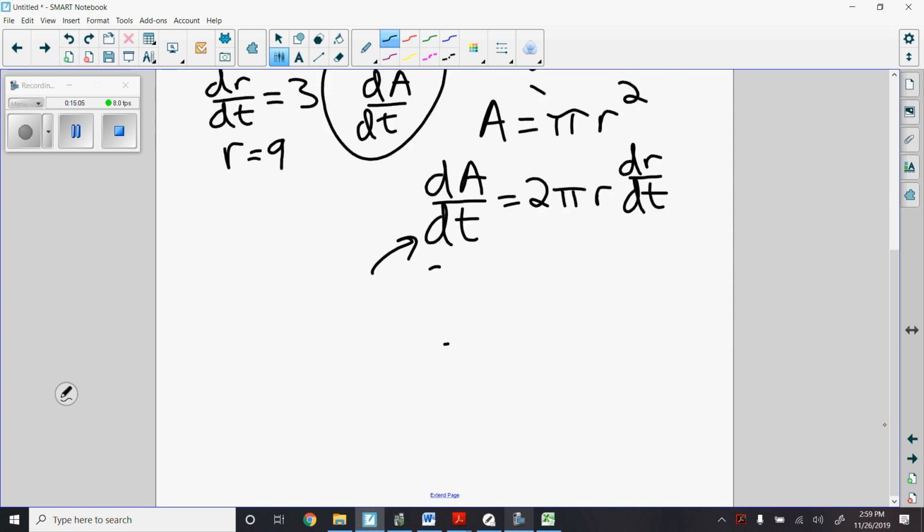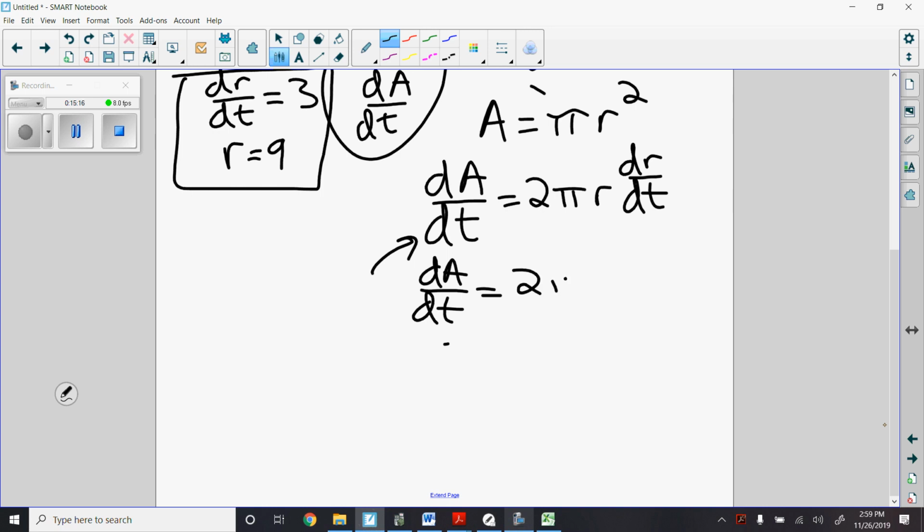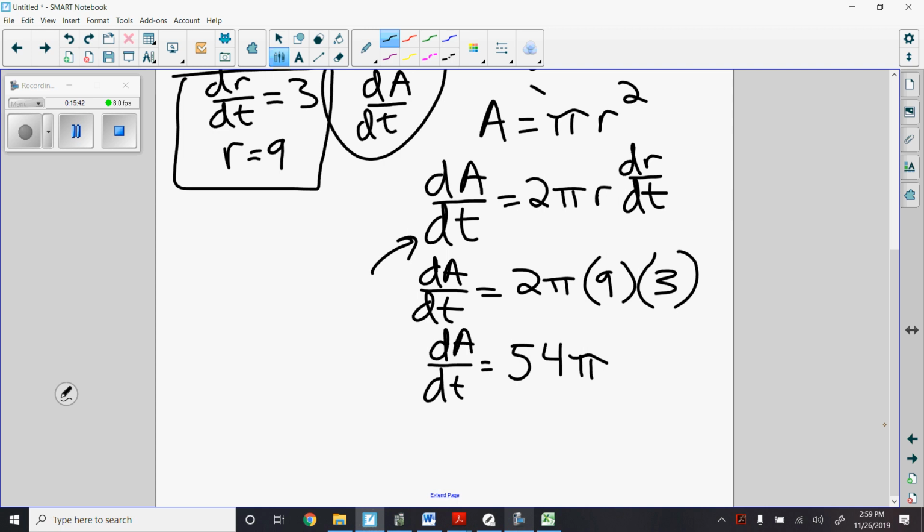Let's say dA dt equals... Again, this is why it's nice to have this known list over here, because they're just really easy, well organized to plug in, to make sure you plug in the right things. R is going to be 9. dr dt is going to be 3. And multiplying those out, I'm going to do 2 times 3 first and get 6. 6 times 9 is 54. So my dA dt then would be 54 pi.